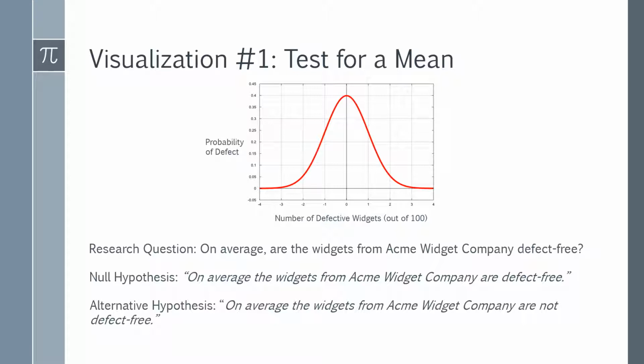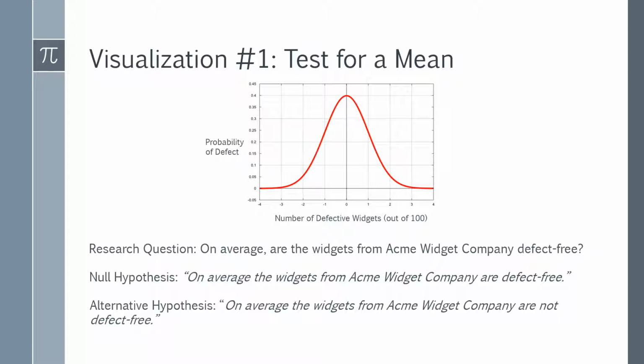The null hypothesis for this analysis suggests that all widgets are defect-free, which we know from experience is practically impossible. So the focus I will place is on the alternative hypothesis. The bell curve suggests that in a lot of 100 widgets, there is a 40% chance that on average we will have 0 defective widgets.